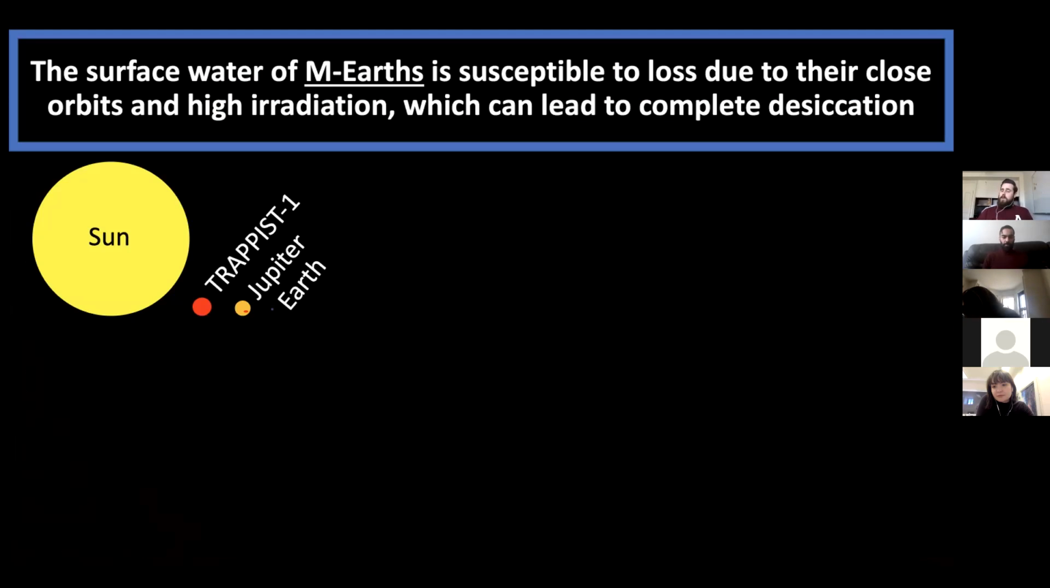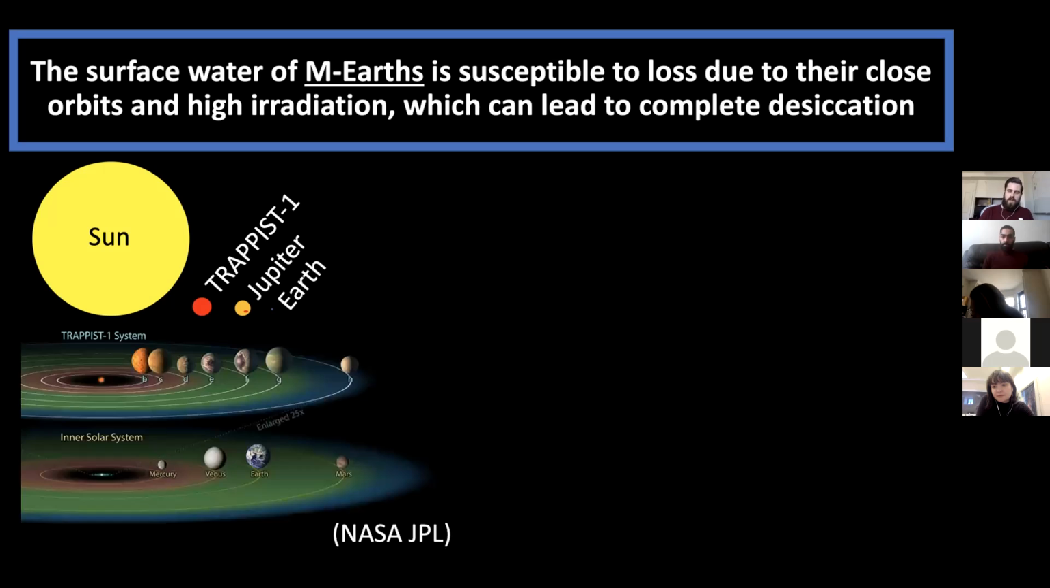For those of you that are unfamiliar, M-dwarf stars are the most common stars in our galaxy. They're much more common than G-dwarfs like the sun, but they're much smaller and much less luminous. And because of their very small size, orbiting planets orbit much, much closer to their host star, and the habitable zone, so the region where liquid surface water can exist, is much, much closer to the star.